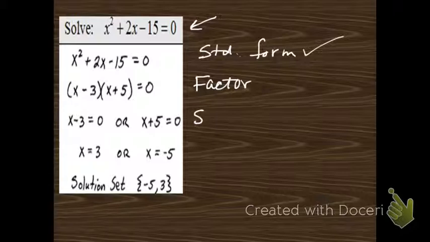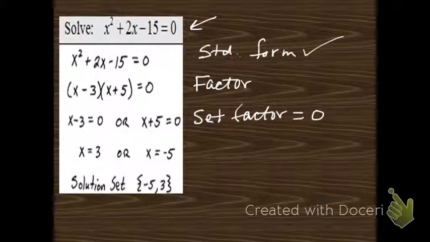Next, we set each factor equal to 0. And that gives us two simple equations to solve. And we do that. And then there's our solution set, and we should go back and check it then. All right, so standard form, factor, set the factors equal to 0, and solve.